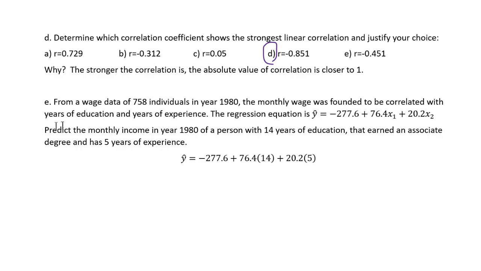Okay, and then from a wage data of 758 individuals, this is the multiple regression, and it's asking us to predict the monthly income of a year 1980 of a person with 14 years of education that earned associate degree and has 5 years of experience. So this is what you have. Okay. Now there was something that I forgot to put in this question.